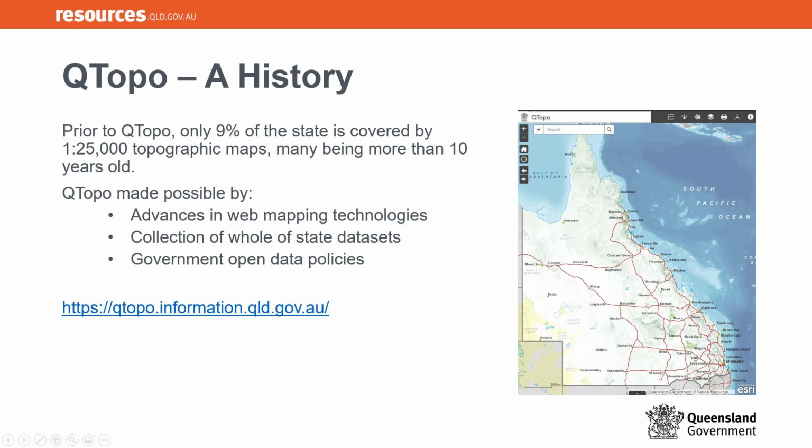QTopo was first launched in 2014. It is provided free of charge and can be accessed by anyone using a browser on their computer or smartphone. It has functionality that helps users find features and places and allows users to produce digital topographic maps for their area of interest or download pre-generated maps.